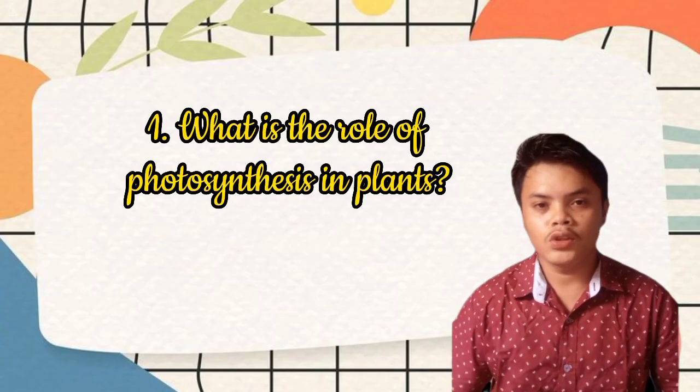What is the role of photosynthesis in plants? Plants are autotrophs, which means that they can produce their own food through photosynthesis. So the role of photosynthesis in plants is that it enables plants to convert solar energy into chemical energy and store this energy for future use.